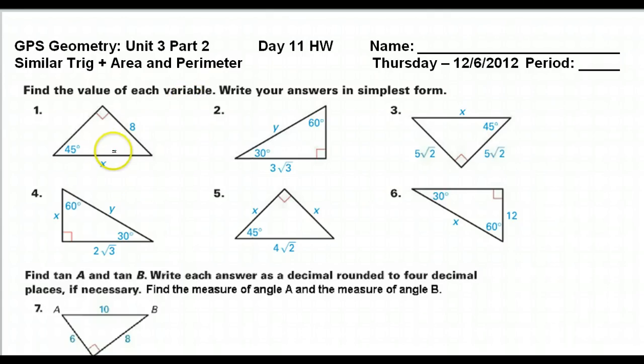So we're going to find x. Well, this is a 45-45-90 triangle. So the pattern goes leg, leg, and then leg radical 2. So if 8 is the leg, then x is going to equal 8 radical 2.